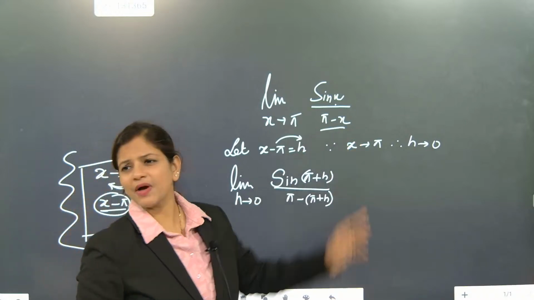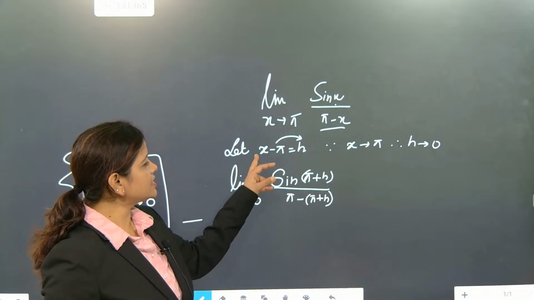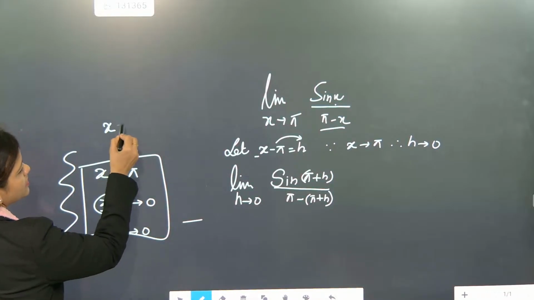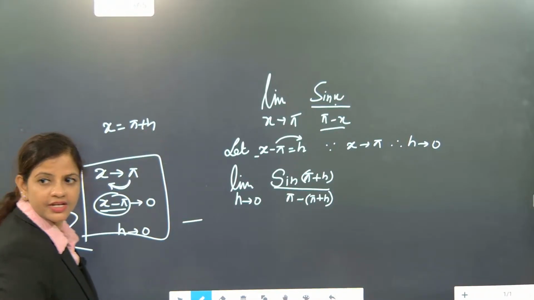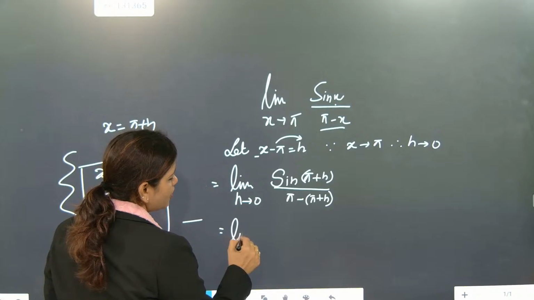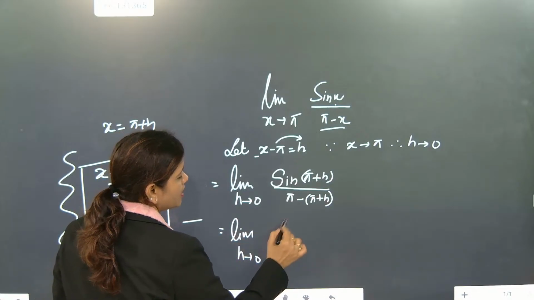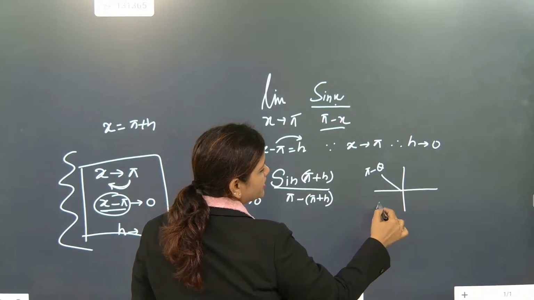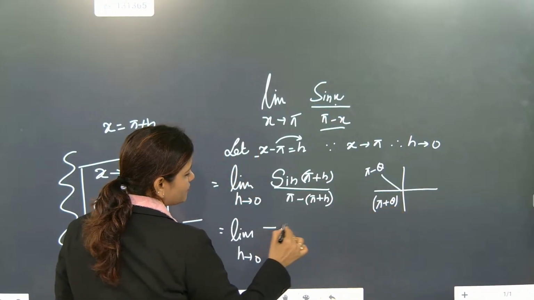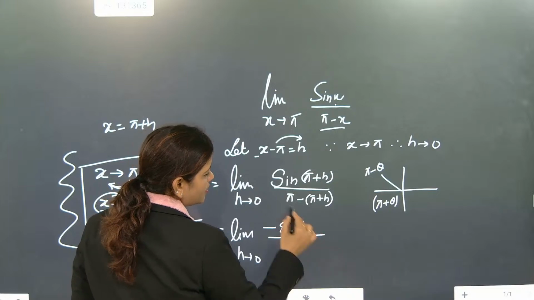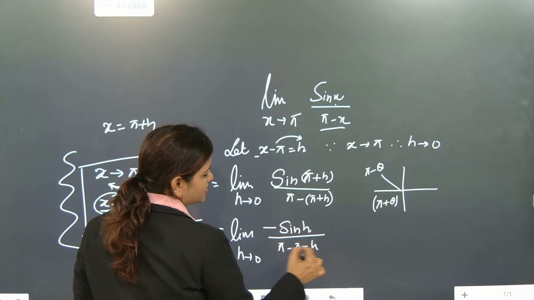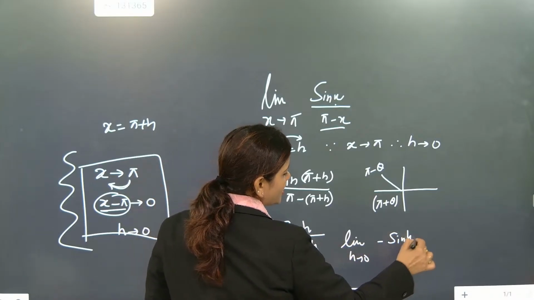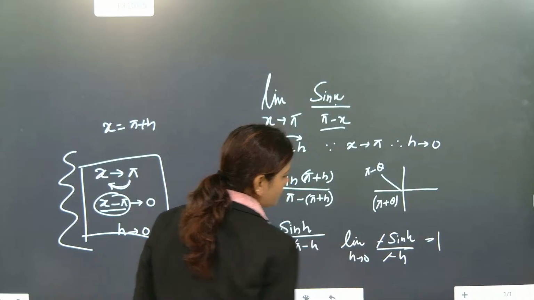Down, the question is written as pi minus x. See, x minus pi is equal to h is taken, so x will be pi plus h. Open the bracket nicely. Sine of 180 plus theta, this is 180 minus theta and here it is 180 plus theta. Sine of 180 plus theta is minus sine theta. Now here pi minus x becomes minus h. Limit h tends to 0, minus of sine h by minus h cancel. Answer is coming as 1.